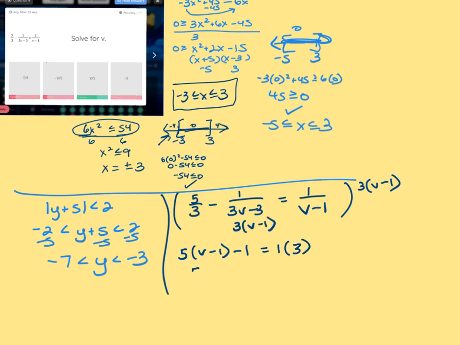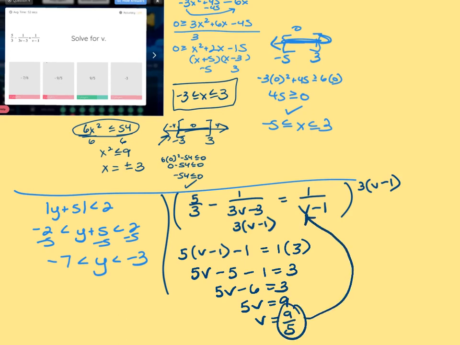Distribute this, 5v minus 5 minus 1 equals 3. 5v minus 6 equals 3. Add that 6. And divide by 5. And then this, you have to check, right? Check it here and check it here. The only thing that would have given that a 0 is a positive 1. So I know that answer is okay to keep.